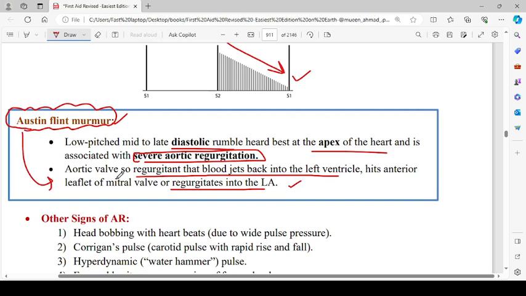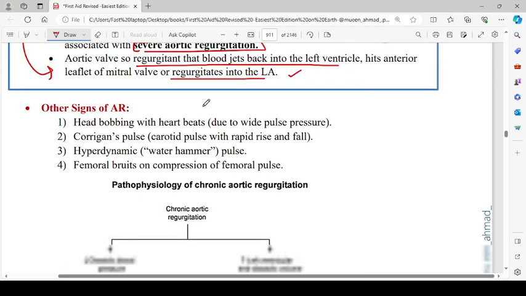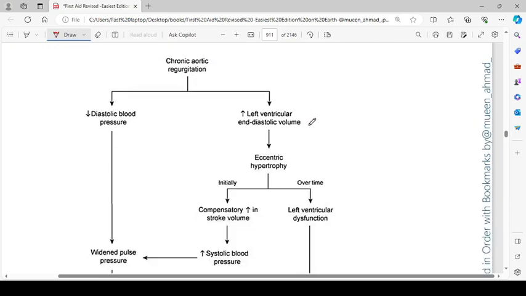Then we have other signs of aortic regurgitation. So that can be head bobbing, also called de Musset sign, due to the wide pulse pressure. Corrigan's pulse, a carotid pulse with rapid fall and rise. Hyperdynamic water hammer pulse. Femoral bruit on compression of the femoral pulses.